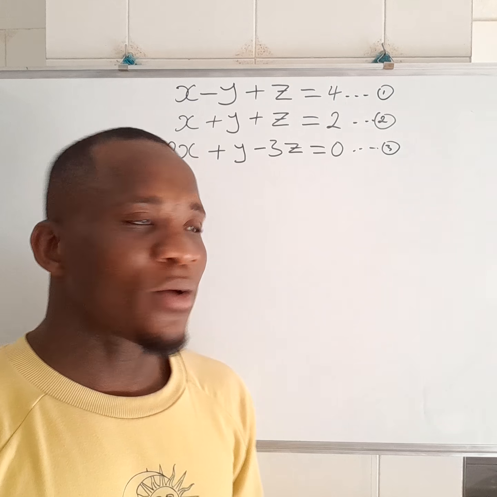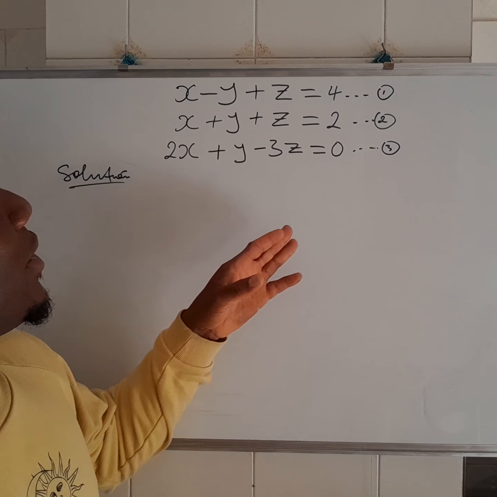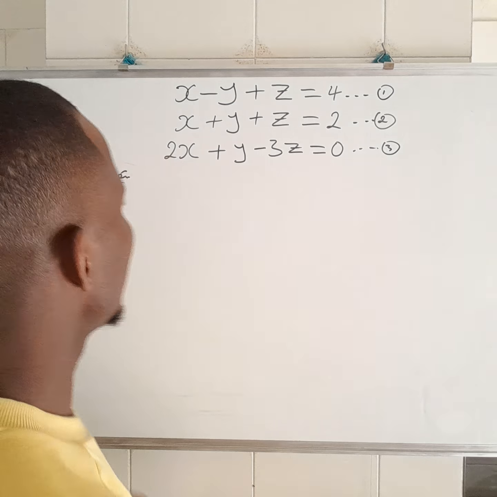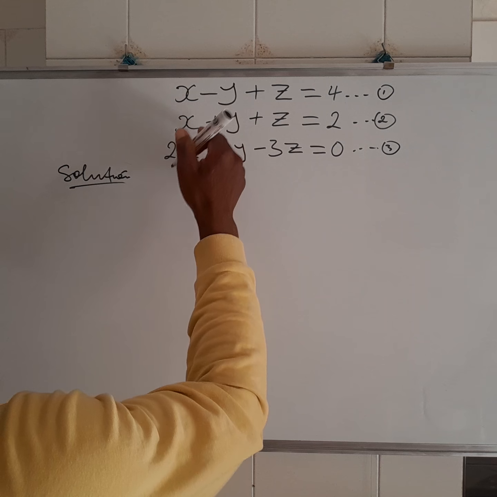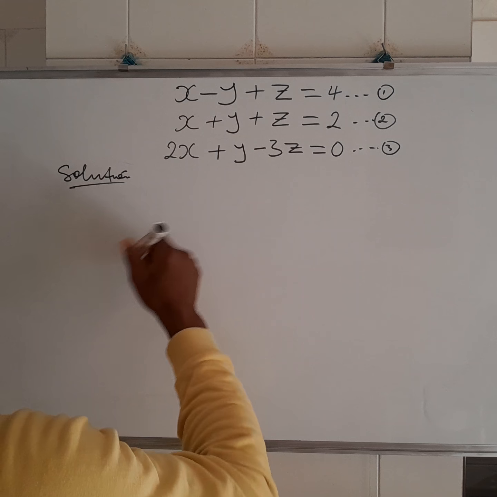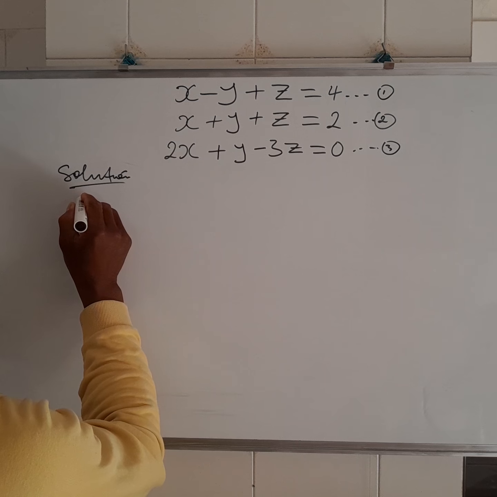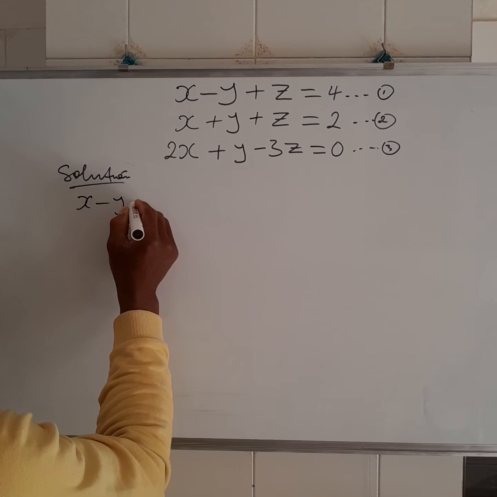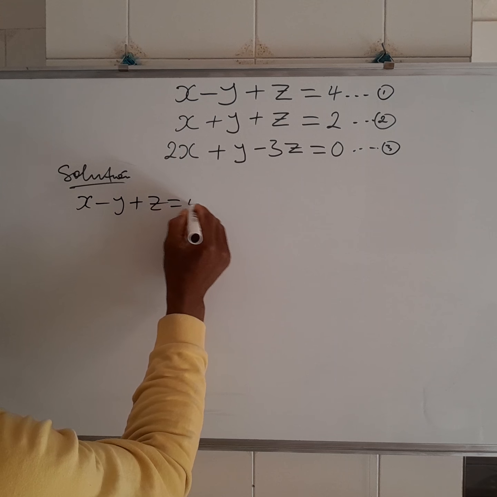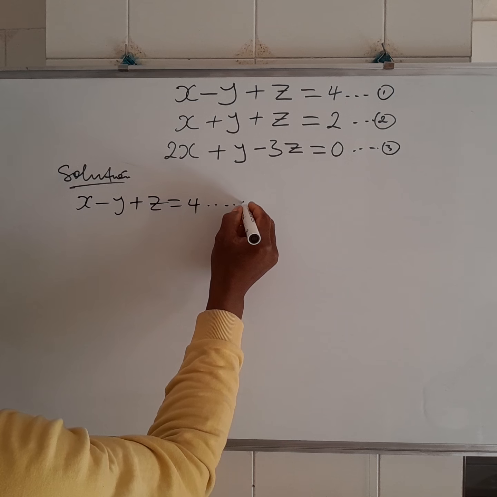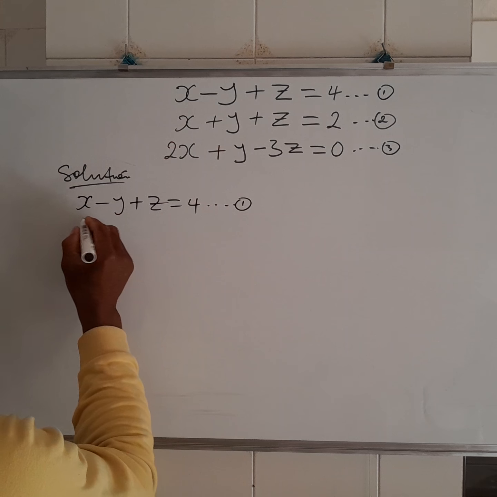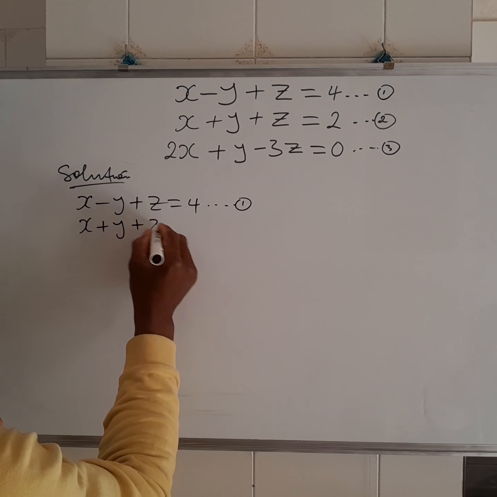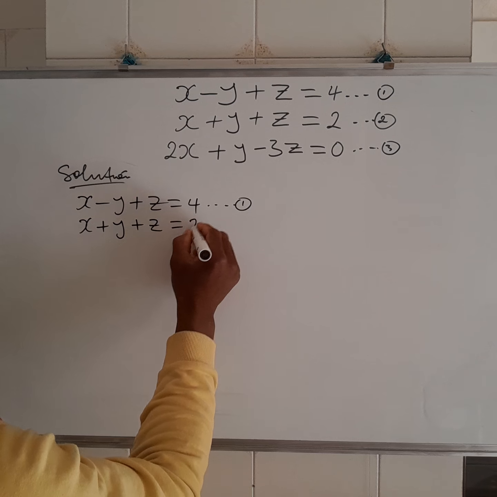Elimination method. All right. So step one, first, is to choose two equations from the three. So let us choose 1 and 2. So 1 and 2 is what? x minus y, this is equation 1, equal to 4. Remember your equation 1. Then 2x plus y plus z. This is your equation 2.